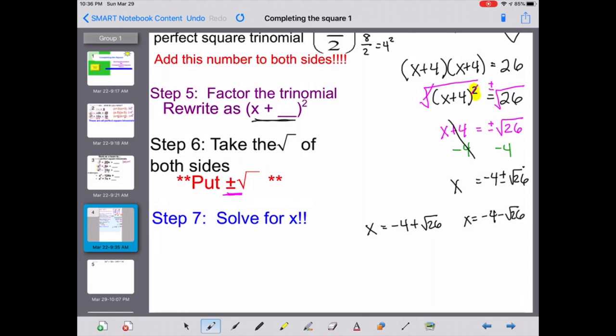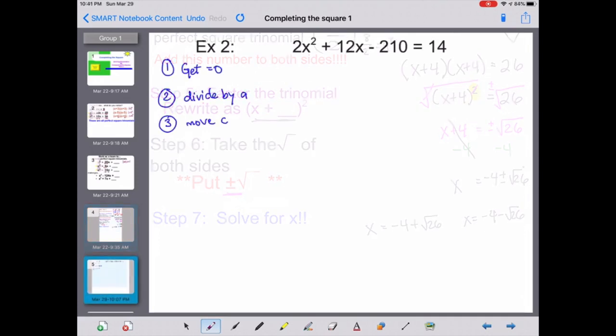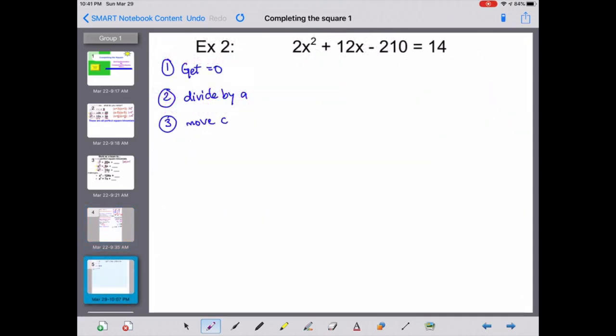If they ask you for a decimal number, you just type that in your calculator. Negative 4 plus square root 26. Negative 4 minus square root 26. If they ask you to simplify the radical, you do that exactly like we learned. And that's it. Hey guys, now we're going to do a second example.